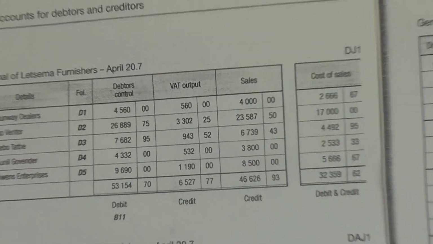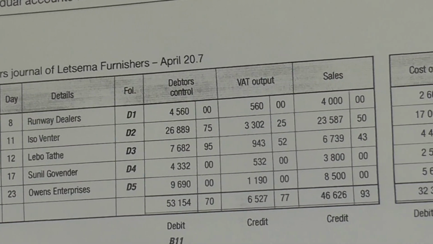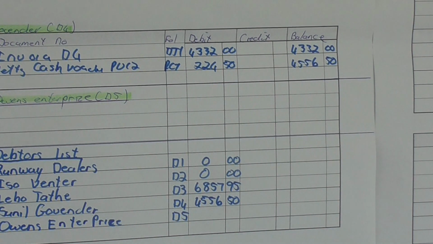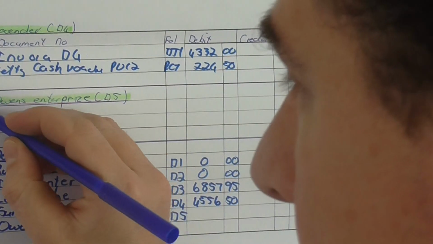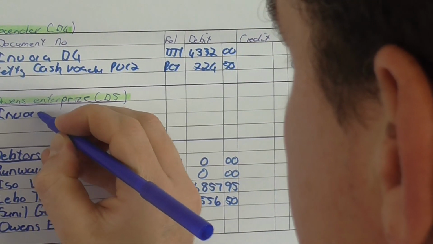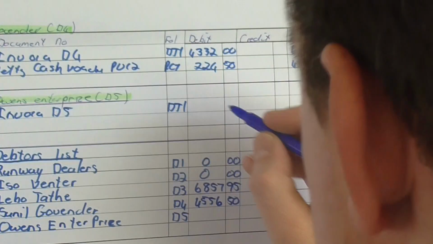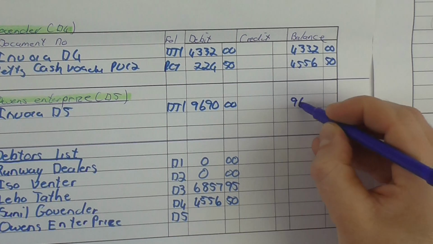And last on the list there, we have Owen Enterprises. That's D5, 9690, amount gets credited. Owen's Enterprises. Great stuff. Okay, date was the 23rd. Code 01, normal purchases. It was invoice D5. That was debtors journal 1, and the amount gets debited 9690. And that's your balance, 9690.